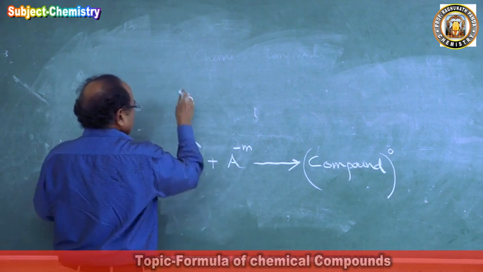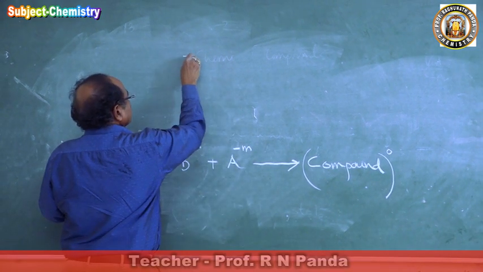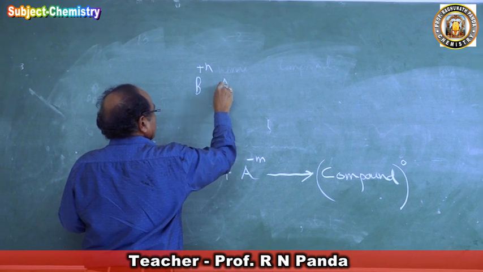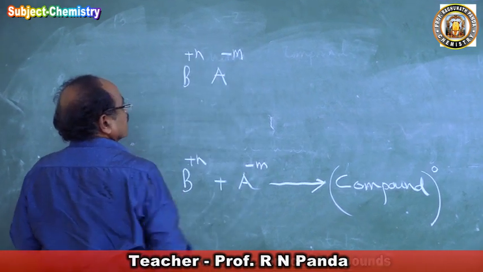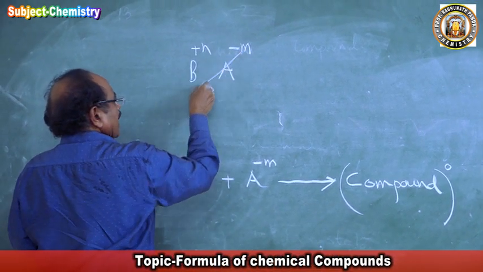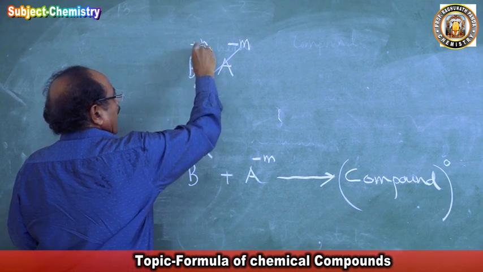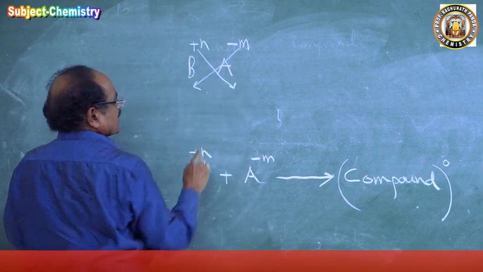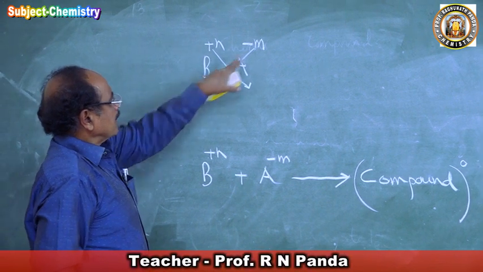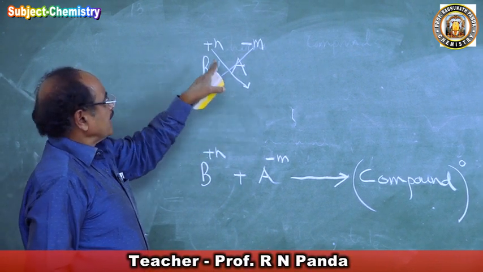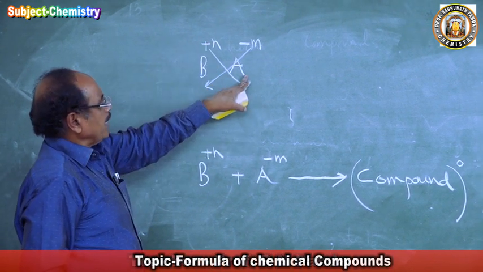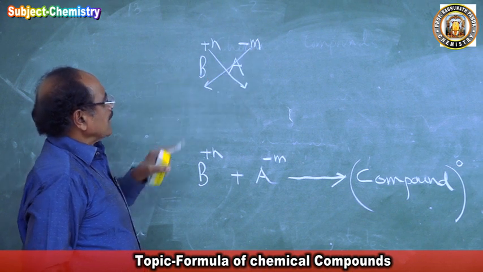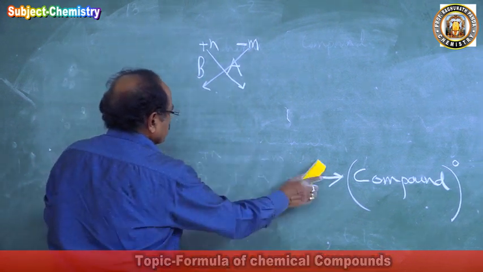So first what I will write? B^N+, then I will write the basic radical, then the acid radical A^M-. So then I will get M to this place and N to this place. They call it crisscross. There is the criss and there is the cross. We take the N to A and M to B. Then what will this become?